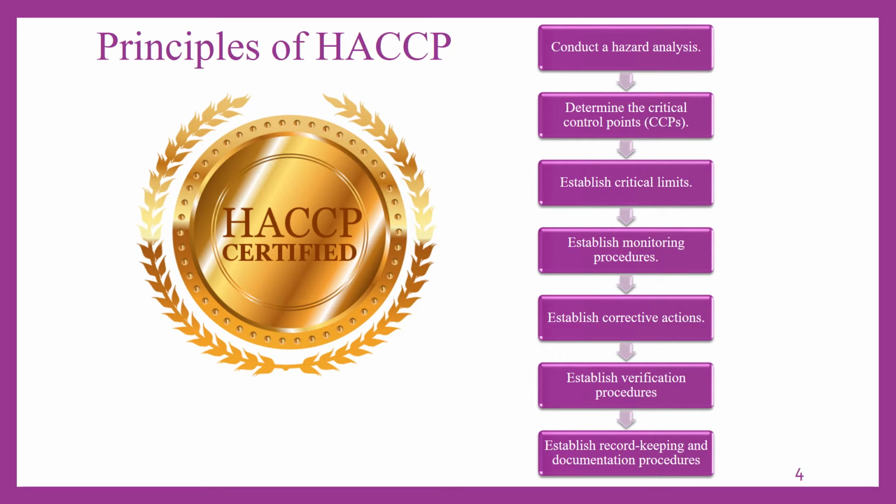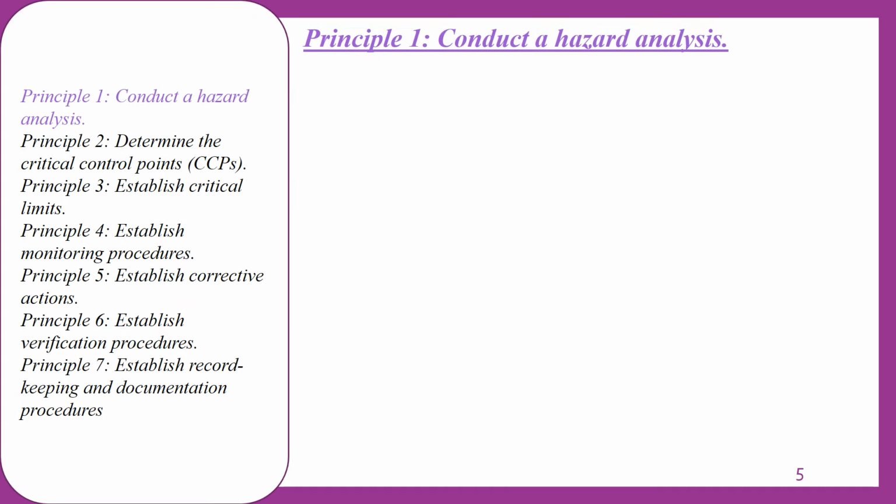Now let's discuss the principles of HACCP. There are 7 principles of HACCP, namely, Principle 1, conduct a hazard analysis. Principle 2, determine the critical control points. Principle 3, establish critical limits. Principle 4, establish monitoring procedures. Principle 5, establish corrective actions. Principle 6, establish verification procedures. Principle 7, establish record keeping and documentation procedures. Now, one by one, we shall be discussing the different principles.